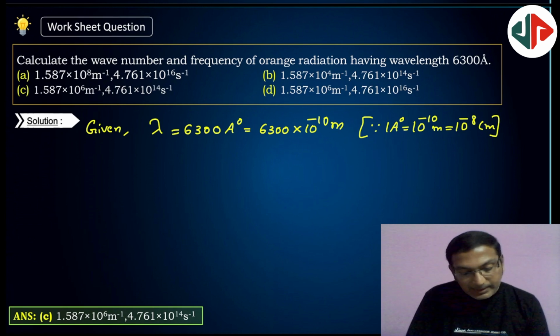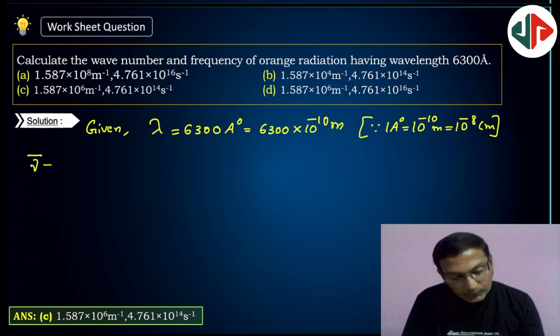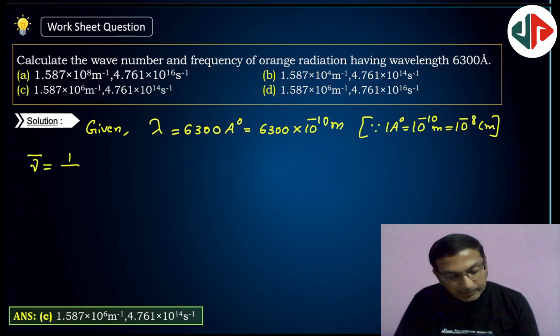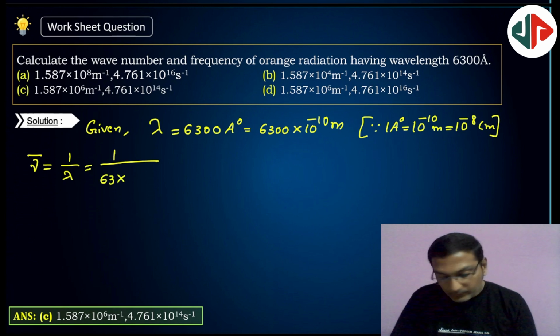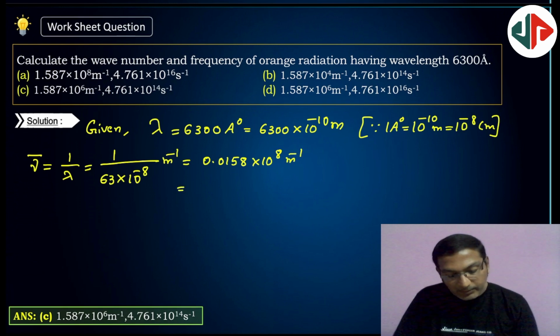So here first we must calculate wave number. Wave number is nu bar. Nu bar is 1 by lambda. That is 1 by lambda value. So we can write 1 by 63 into 10 power minus 8 meter inverse. Which is 0.0158 into 10 power 8 meter inverse. Simplified value 1.58 into 10 power 6 meters inverse.